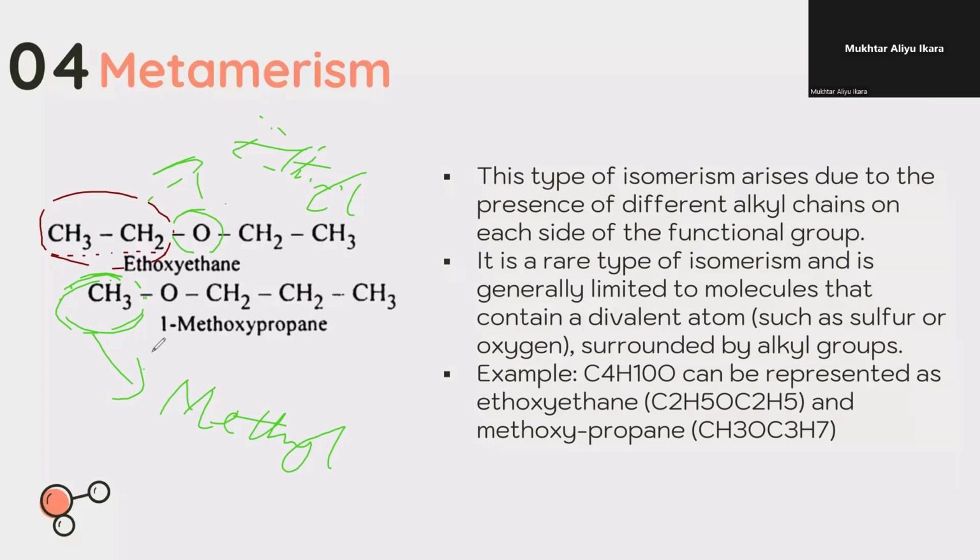molecules that contain a divalent atom. So it is only limited to elements that have a divalent atom, like sulfur and oxygen, because sulfur and oxygen are both deficient in 2 electrons, so that is why they are called divalent, and they are surrounded by alkyl groups. Examples of this compound are ethoxyethane and methoxyethane. So this type of isomerism, due to different alkyl chains on different sides of the functional group, is called metamerism.